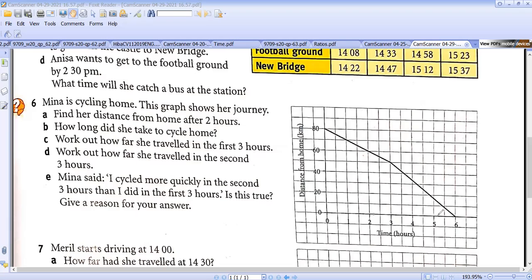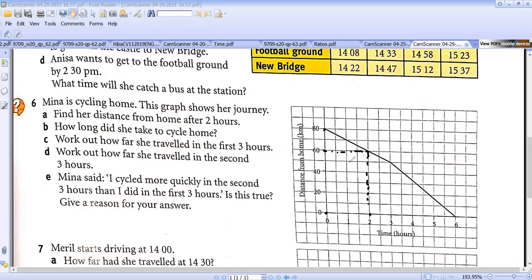Right, so this is the line for time, and this is the line for distance, and they asked you to get the distance after 2 hours. So this is after 2 hours, and this is distance from home, right? So this is from home, and she was cycling to go home since she started with distance 80 kilometers from home, and after 2 hours she still has 60 kilometers to go home, right?